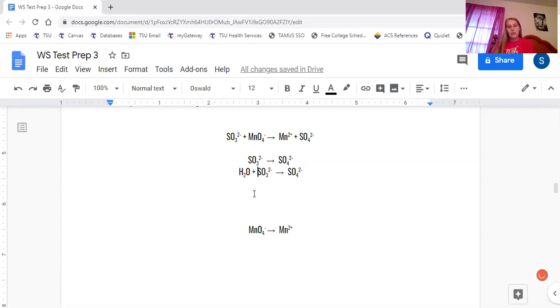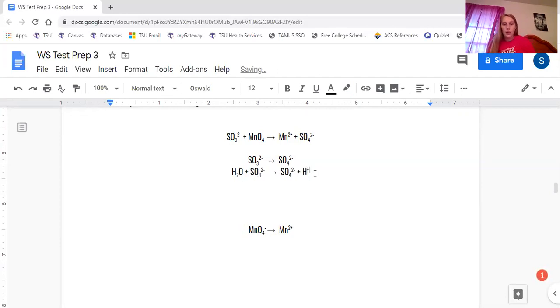So now we have an equal number of oxygens on each side, but look, we have 2 hydrogens over here and we don't have any on the other side. So we're going to have to add 2 H pluses over here. So we're going to add those.